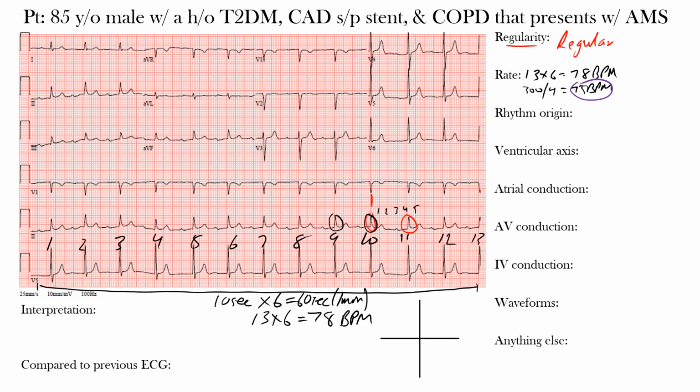And remember, you don't really want to use the second method if you're dealing with an irregular rhythm. Stick with that first one. So if you have AFib, use that with those irregular rhythms.